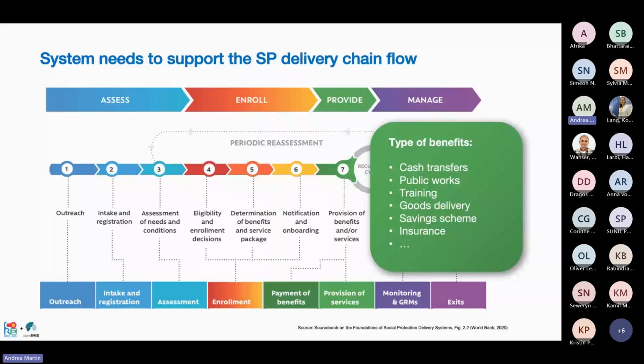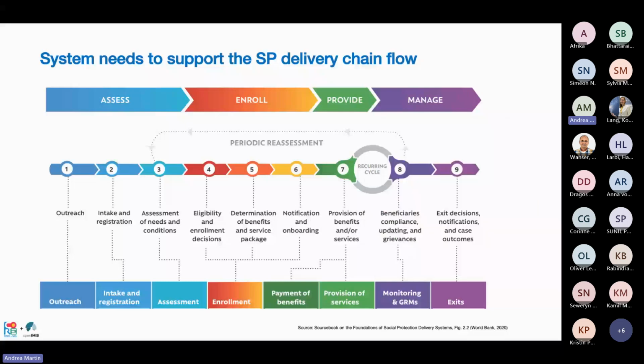The types of benefits are not mutually exclusive, so some programs might do a combination of these benefits. As we see here, between 7 and 8, we have a sort of recurring cycle, meaning that this program might not be a one-off. So cash transfer, for example, can be on a quarterly basis, and they can go over different years. On step 8, we have what we call the monitoring and GRM.